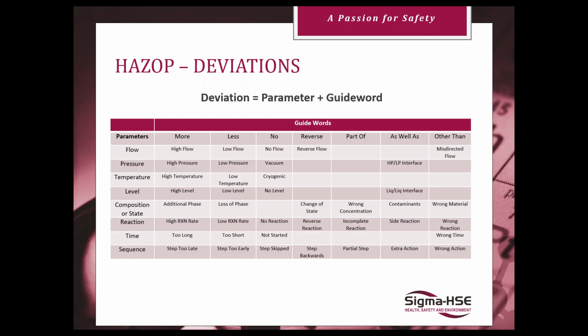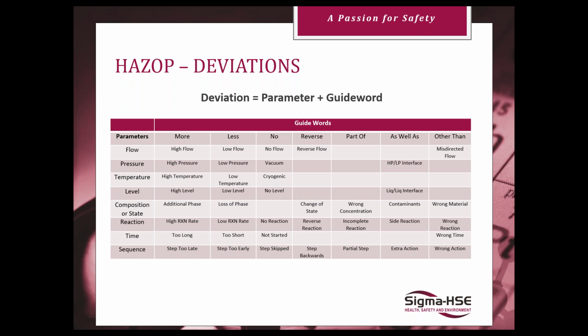All right, so a deviation is a combination of your parameter and a guide word. For flow, it's a pretty common parameter. What happens if you have a high flow scenario? You're supposed to be sending 3 gallons per minute of this chemical into the process. You change out a pump and all of a sudden you're pumping out 15 gallons per minute. Less flow, if you were to have an obstruction in your line, and now instead of sending 3 gallons, you're sending 1 gallon. No flow, if a valve were to fail closed or a pump were to be shut off and you no longer have a flow.